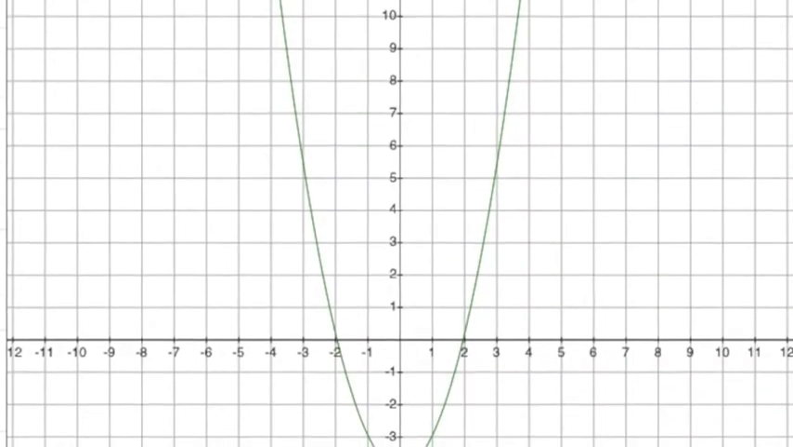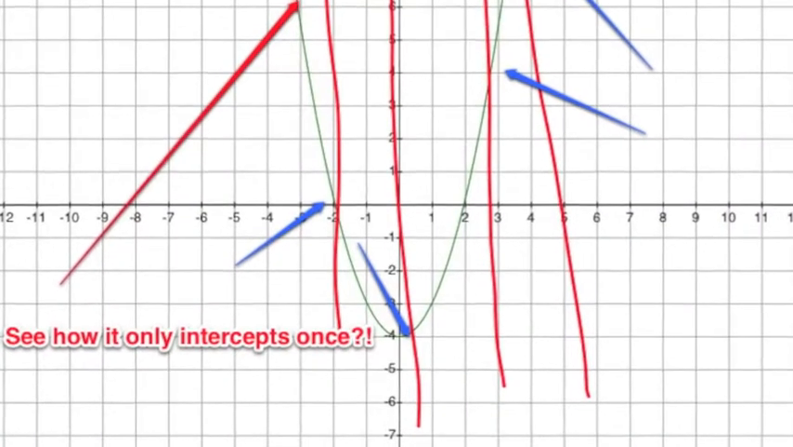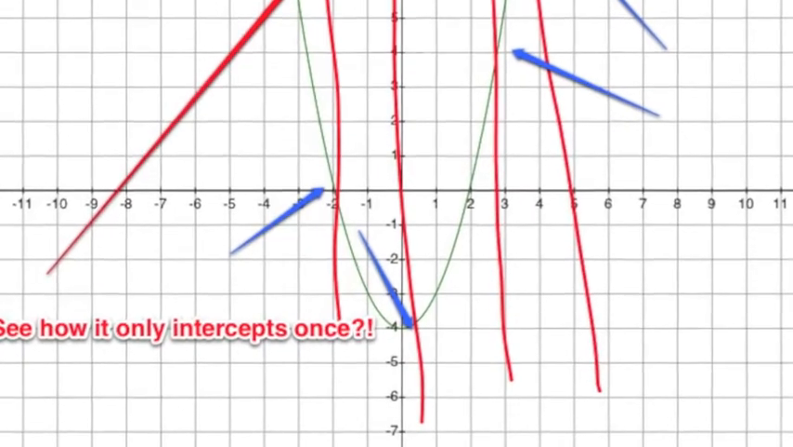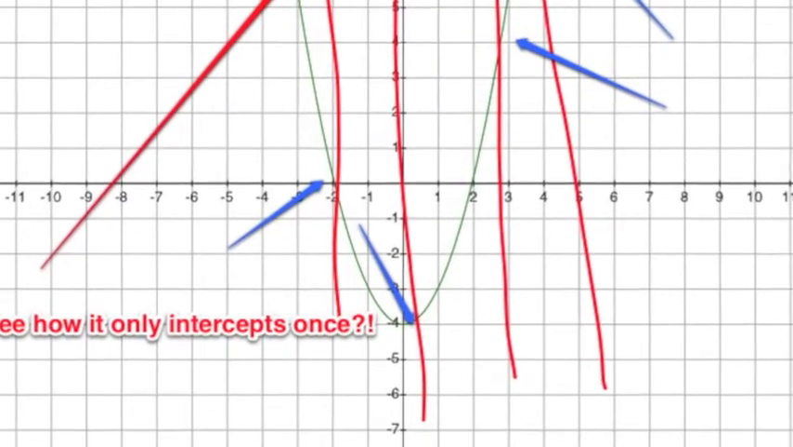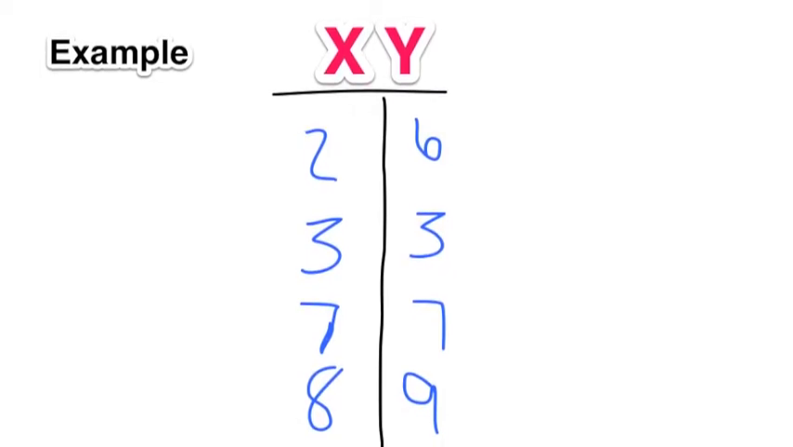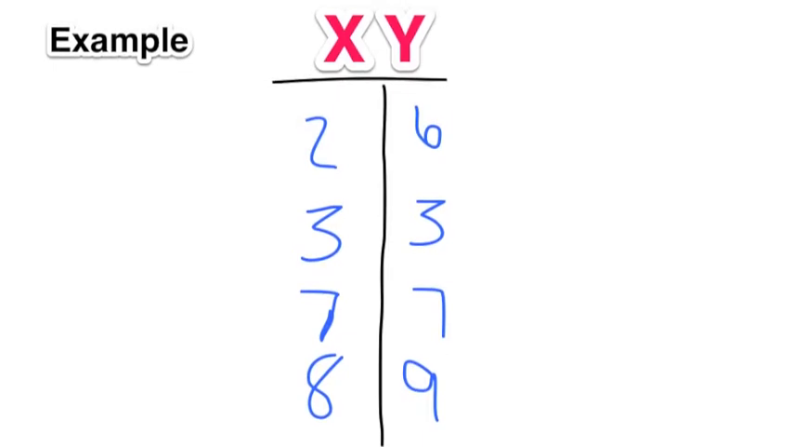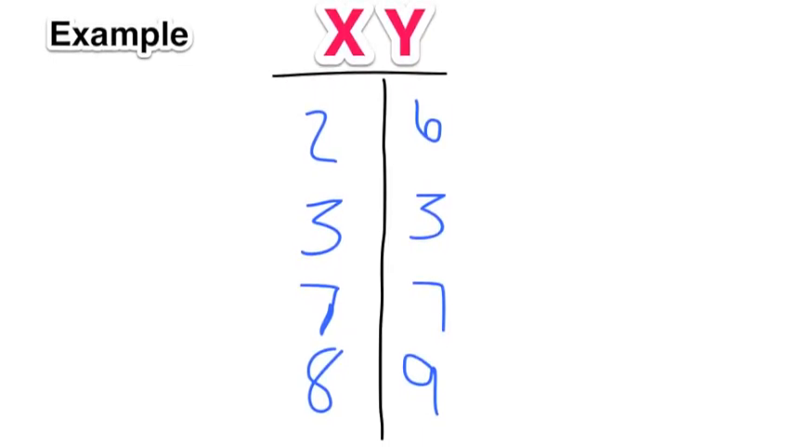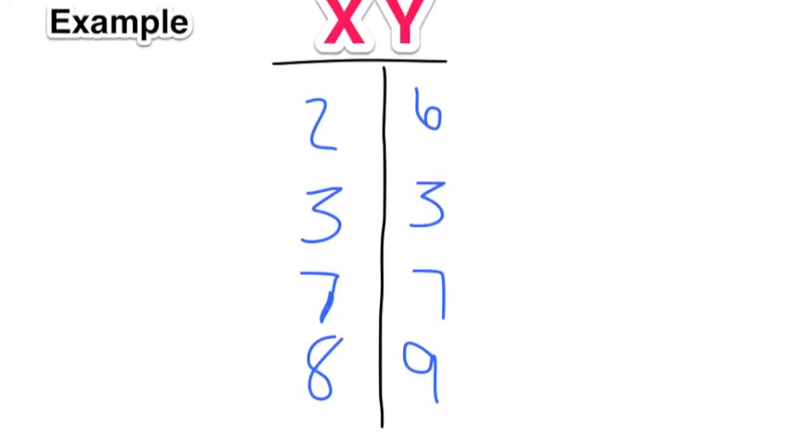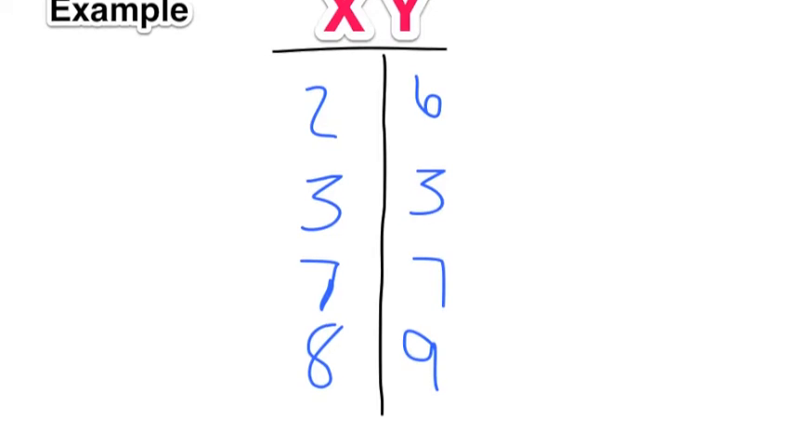This is a parabola. It's also the way the bullet hit Nicki Minaj's aircraft. You can tell that this is a function because the lines intercept through it only once. Let's move on to our next graph. In this one, x is 2, 3, 7, and 8, and y is 6, 3, 7, and 9. These are okay because we don't have two the same numbers in x and two different numbers in y. Let me show you an example of a non-function here in one moment.